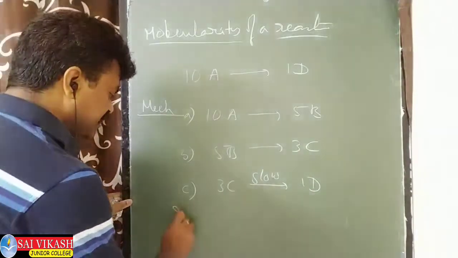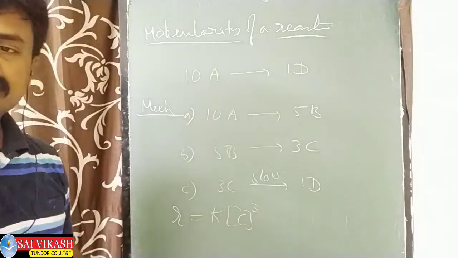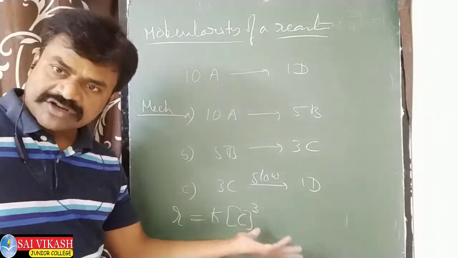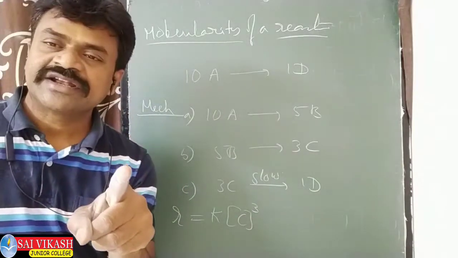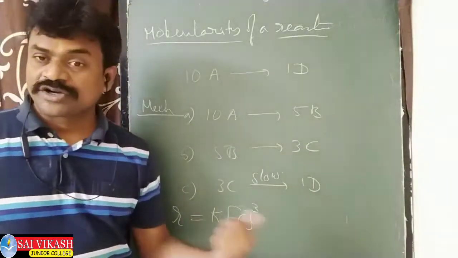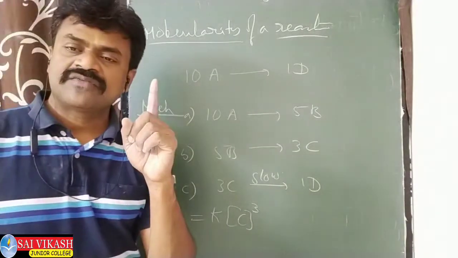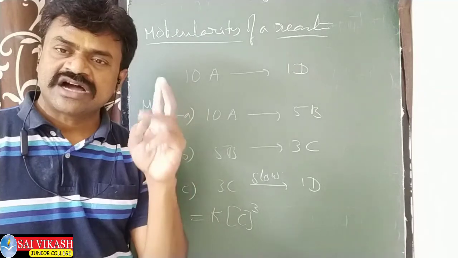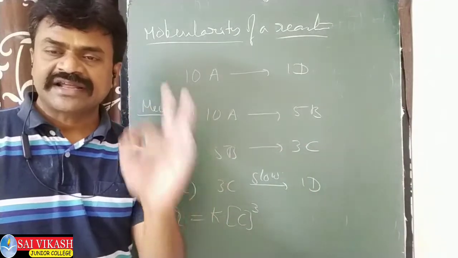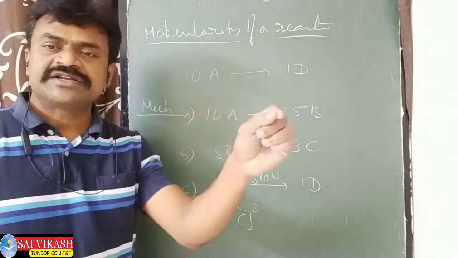So for this rate equation, R equal to K into concentration of C power 3. So it's a third order. Experimentally determined order is 3. Molecularity also 3. Order 3, molecularity 3. What is molecularity? Molecularity means the number of atoms or molecules or reacting species which are involved in the rate determination step of a reaction is called the molecularity of a reaction.